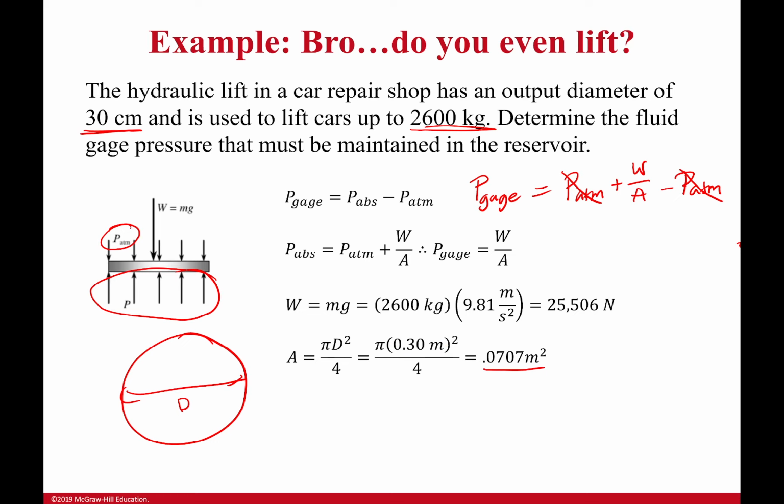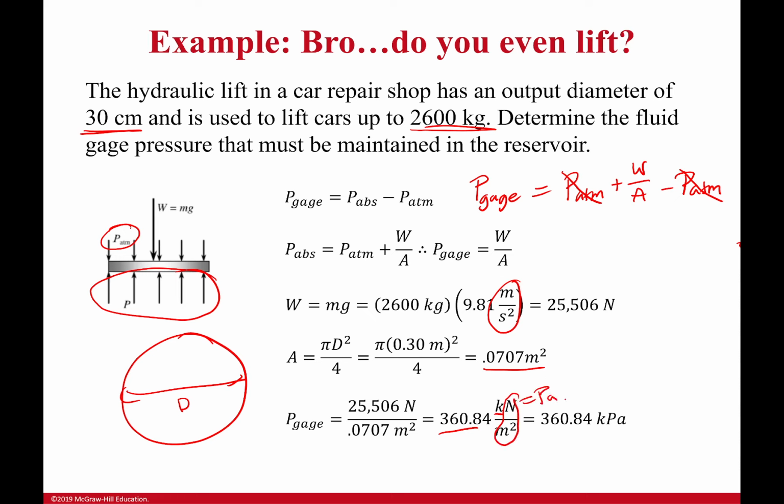Now, with those two, I can plug it in to solve my problem. I get the gauge pressure is equal to 25,506 newtons. Remember, a kilogram times a meter per second squared is a newton, over 0.0707 meters squared. This also can be seen as 360.84 kilonewtons per meter squared. Kilo means thousand, so that's 360,840 newtons per meter squared. And a newton per meter squared, that right there is equal to a Pascal. So it's 360.84 kilopascal. That is the gauge pressure. That is my answer.